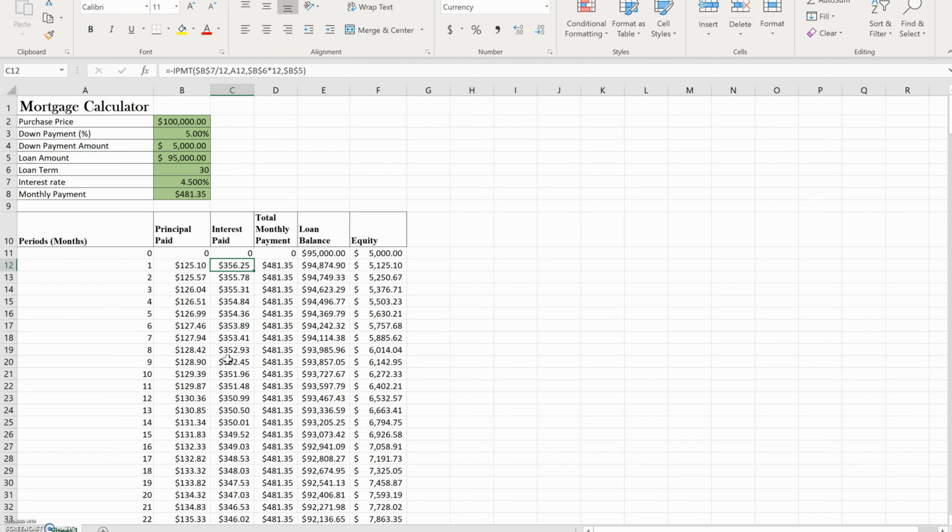So if you're in a class and you're trying to learn this for a test or something like that, or you're just a new real estate investor, or you're just interested in real estate and finance, this is a great way to start by building that mortgage calculator, building an amortization schedule.